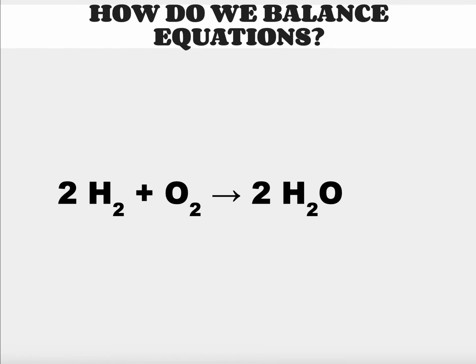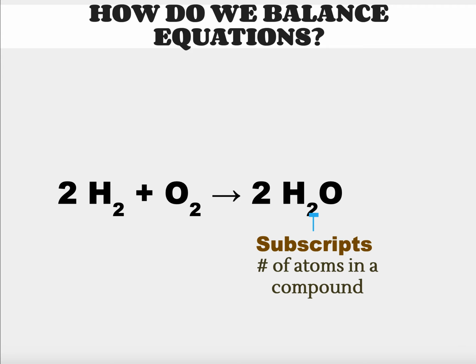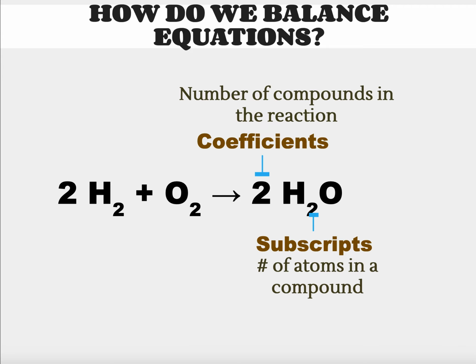So how do we balance equations? So here's an equation. It's important to note what the difference is because there's 2 types of numbers here. There are subscripts, which tell us the number of atoms in a compound, and then there are coefficients, which tell us the number of compounds we have.